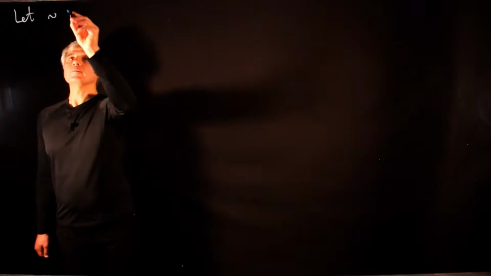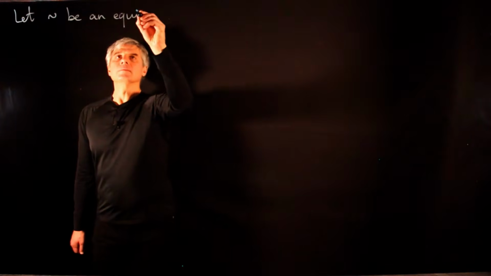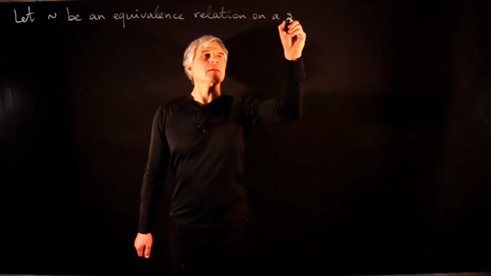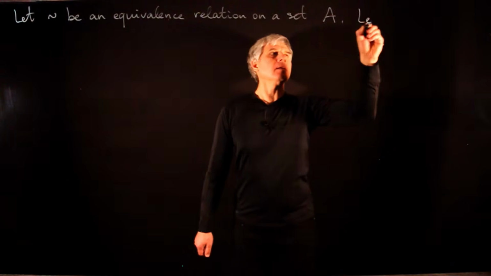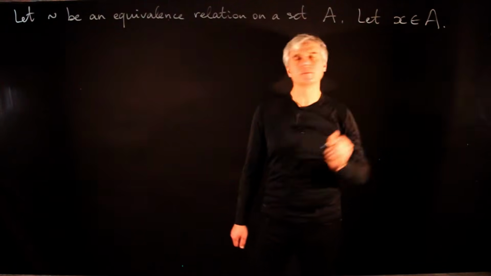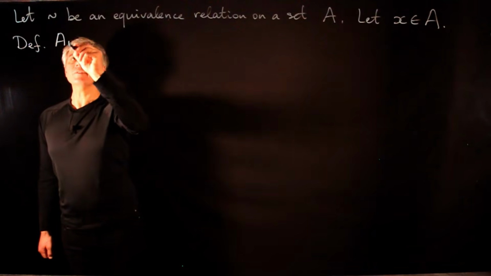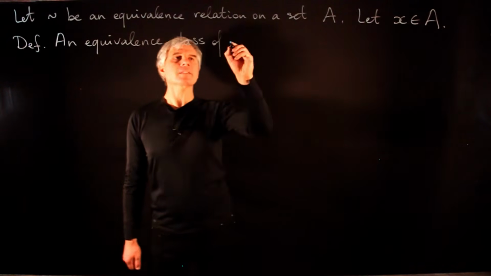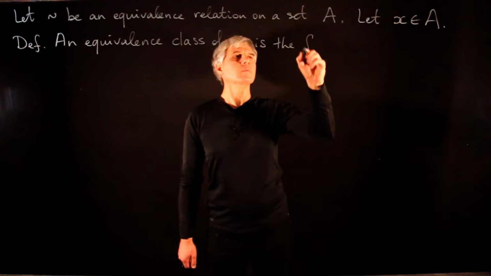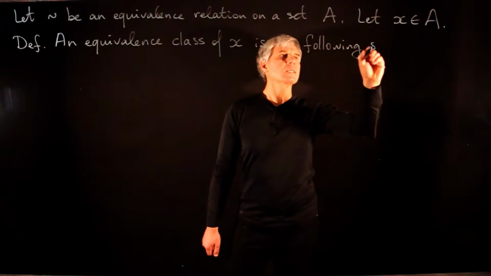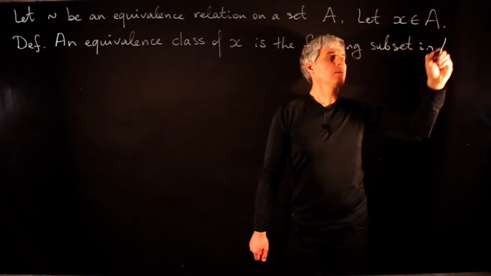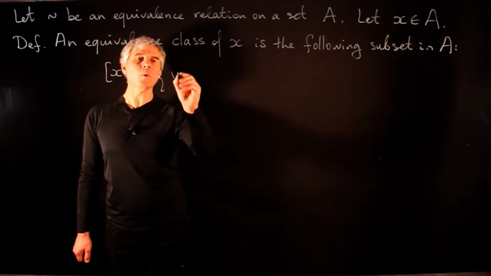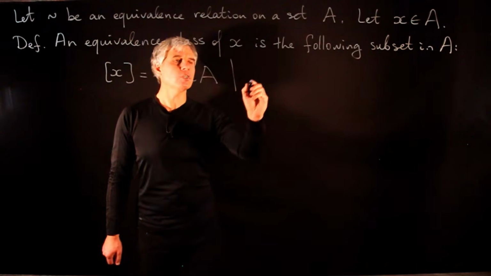Let tilde be an equivalence relation on a set A, and let X be an element of A. Definition: an equivalence class of X is the following subset in A. It is denoted as the class of X. This is the set of all Y in A to which X is equivalent.